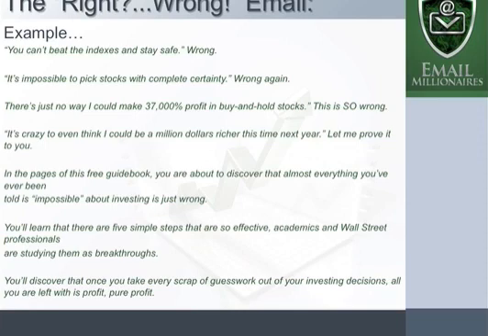So this example shocks the prospect right off the bat by telling him that these truths that he's so solidly believed in are not true. You can't beat the indexes and stay safe. His belief, wrong. It's impossible to pick stocks with complete certainty. That's his belief, wrong again. So again, you can see how important it is to make sure that you pick beliefs that your prospect actually believes. For instance, if you say you can't beat the indexes and stay safe, and he already doesn't believe that to be true, you're not shocking him by saying it's wrong. So you've got to really know your prospect.